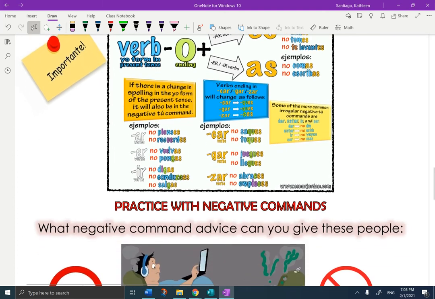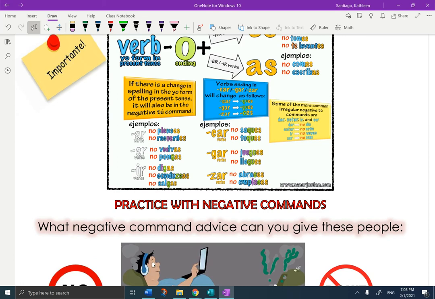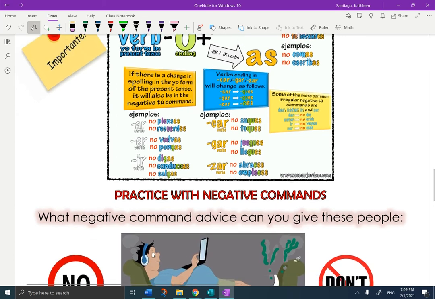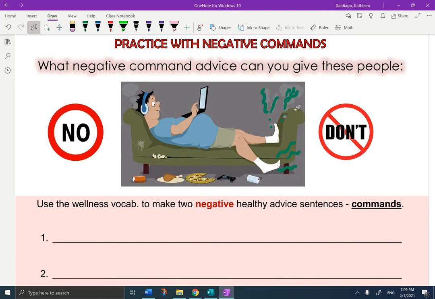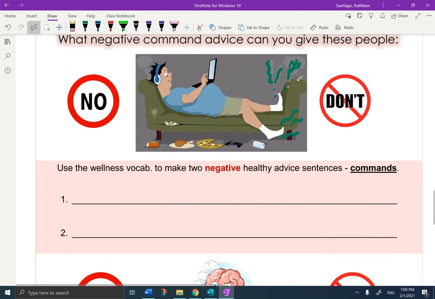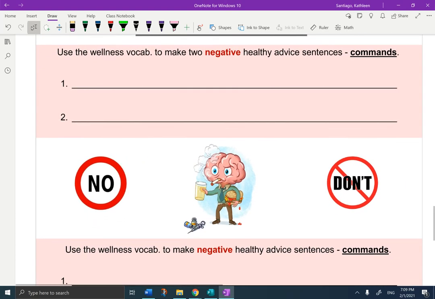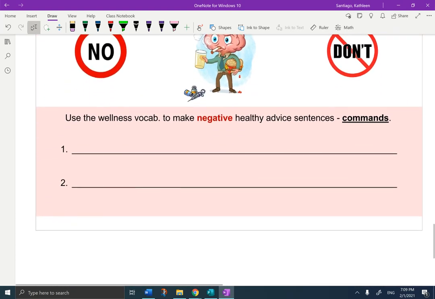Okay, practice with negative commands. Same pictures as the positive commands, but now what negative command advice can you give these people? Okay, remember they start with no so that you can say don't. Okay, again, same 2 pictures. Okay, muchachos, you can do this, right? Don't be scared. No tengas miedo. You've got this. Gracias.